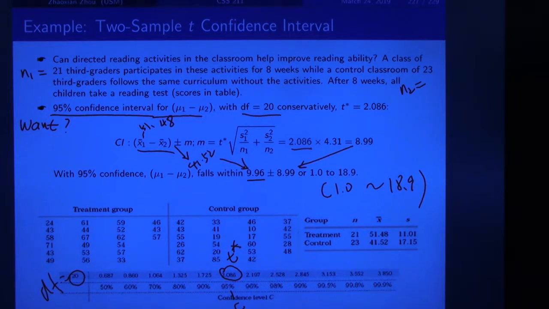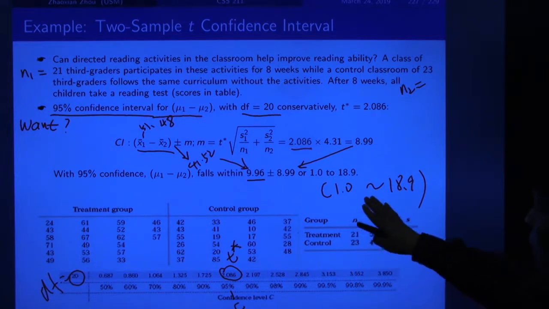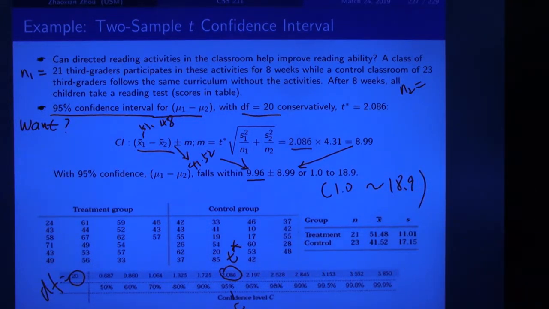So the conclusion is we can see with 95% confidence that the difference of the score will be between 1 and 18.9.